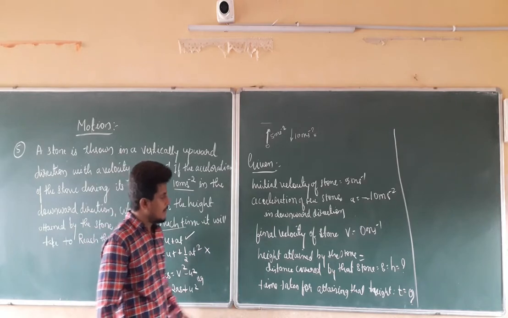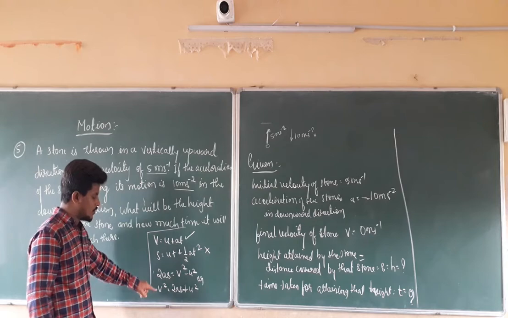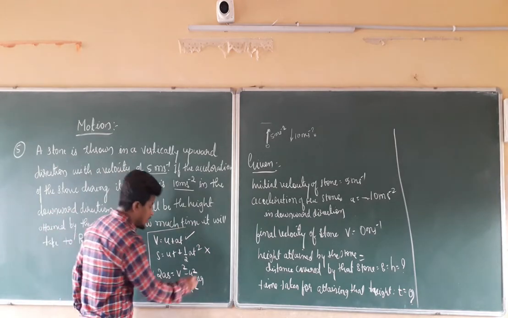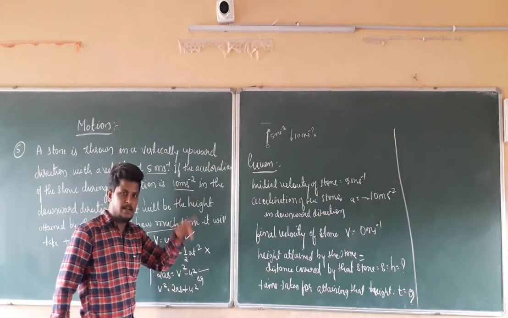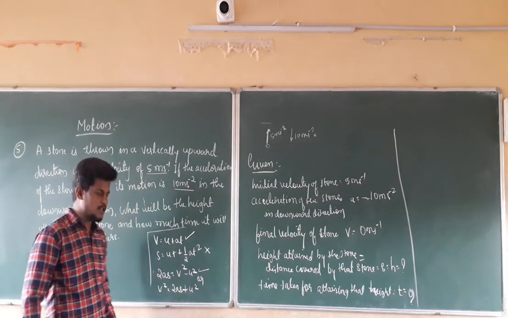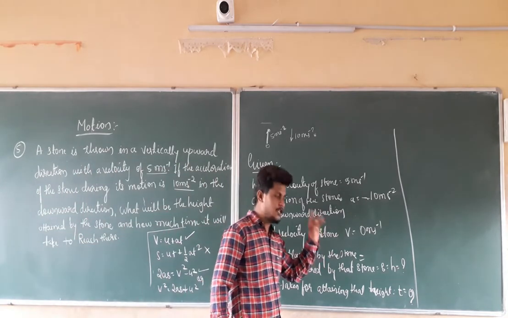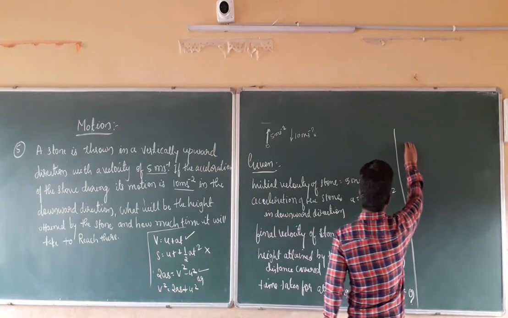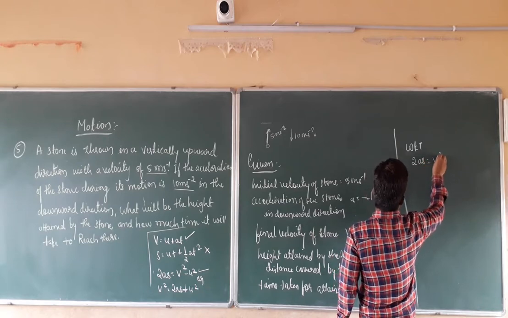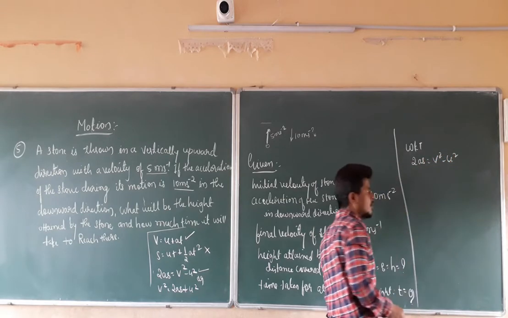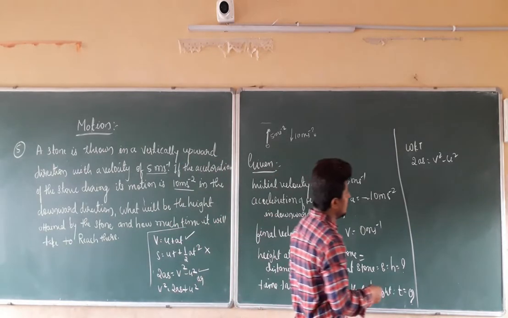In the same manner, for finding the total distance or height attained by that object or stone, we are going to use this equation. A is there in the given data, V is also there in the given data, U is also there in the given data, so we are going to use this equation for calculating the height attained by the stone. We know that 2AS equal to V square minus U square, that is nothing but V square equal to U square plus 2AS, if you remember the previous classes. So we have to calculate this.